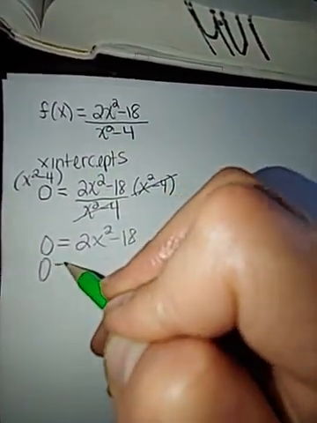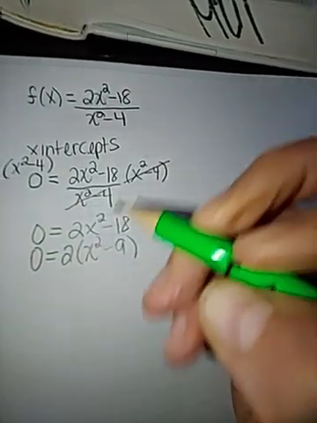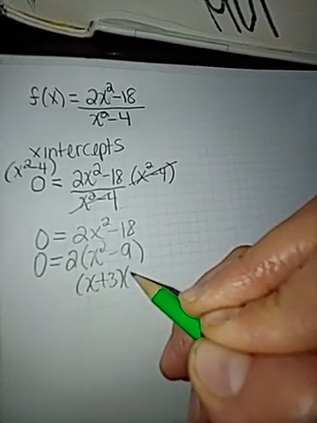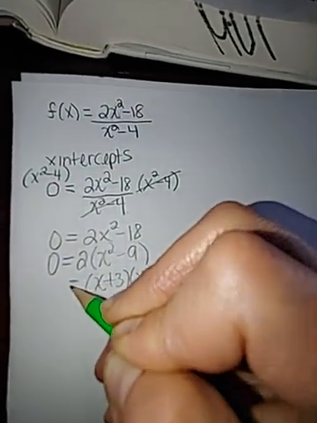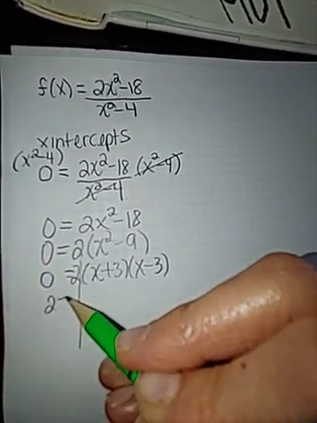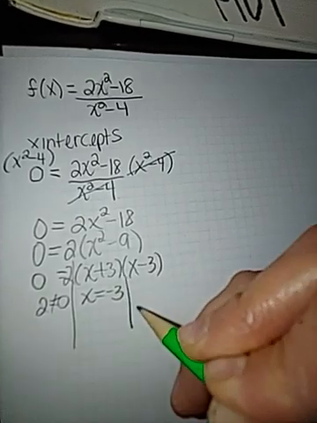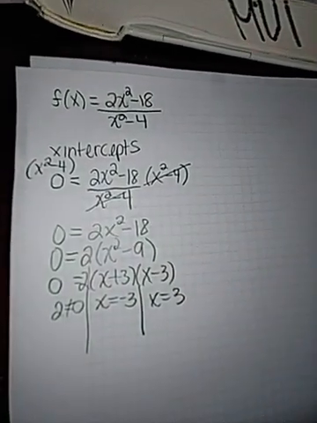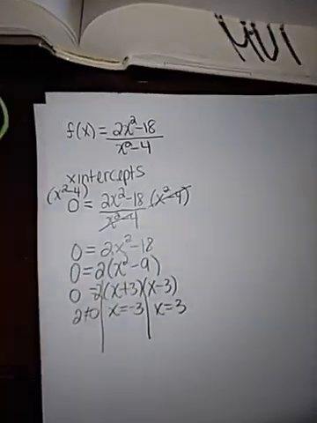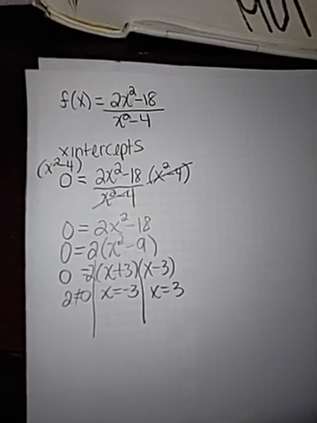So I can take out a 2. I have x squared minus 9. I can continue to factor this: x plus 3, x minus 3. 2 cannot equal 0. x equals negative 3, x equals positive 3. Okay, so my x-intercepts are x equals 3 and x equals negative 3.